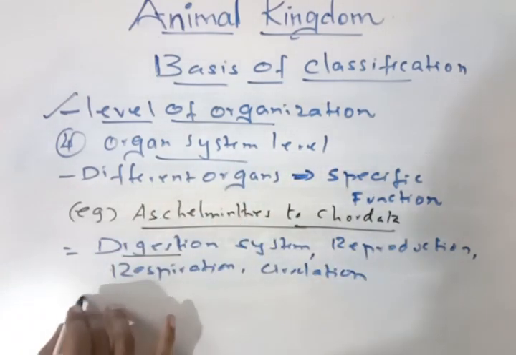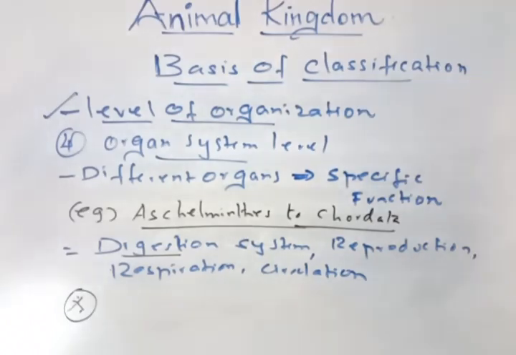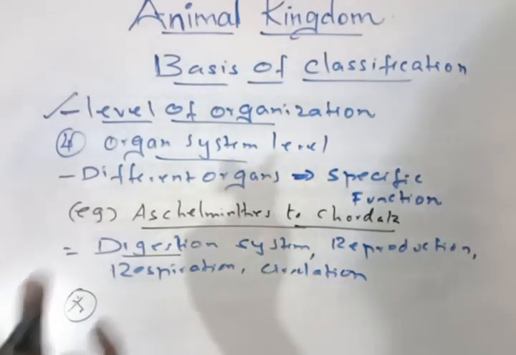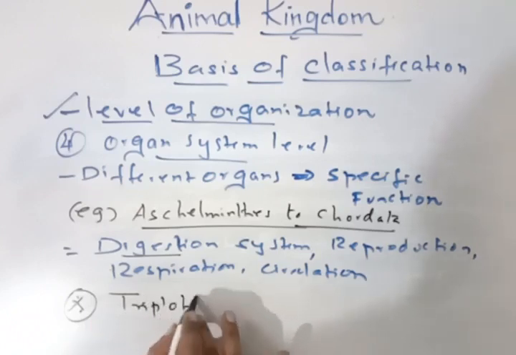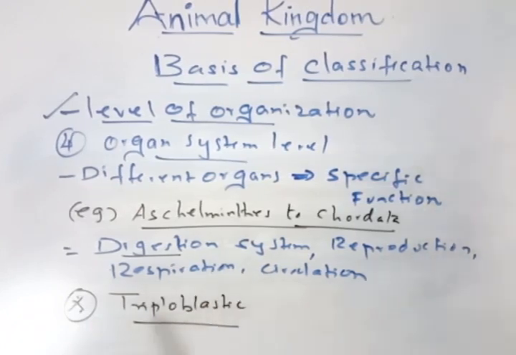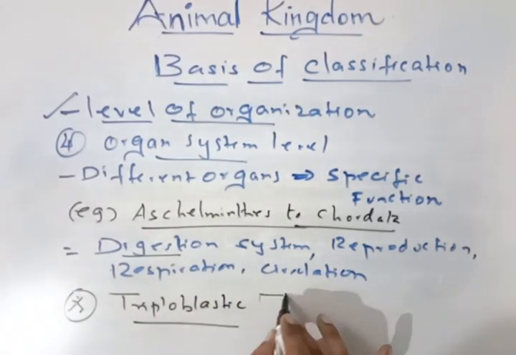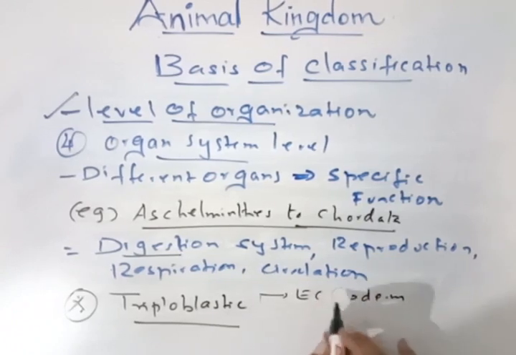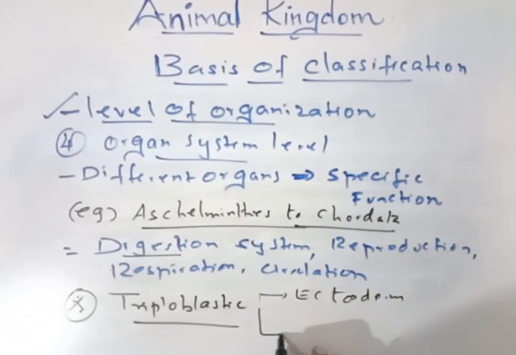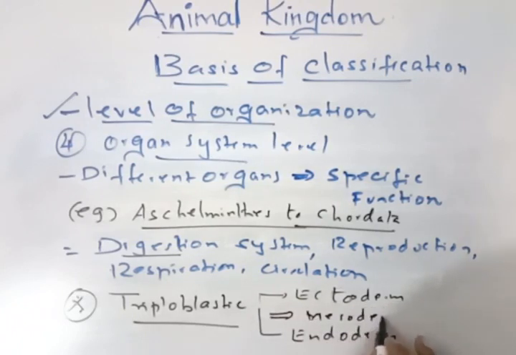And one more very important question: all the animals which come under this organ system level are called triploblastic animals. What is triploblastic? Diploblastic we studied: two layers, ectoderm and endoderm. So they have ectoderm, then they will have endoderm, and in between they will have mesoderm. Okay, this we will study separately after.